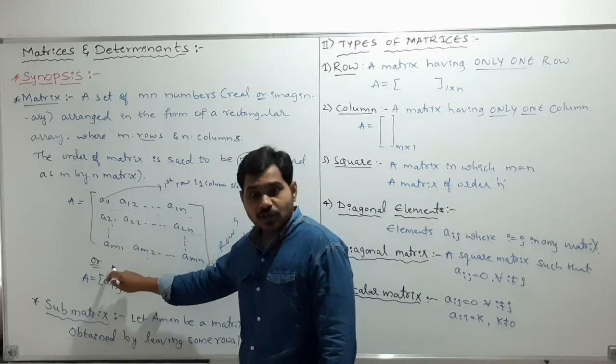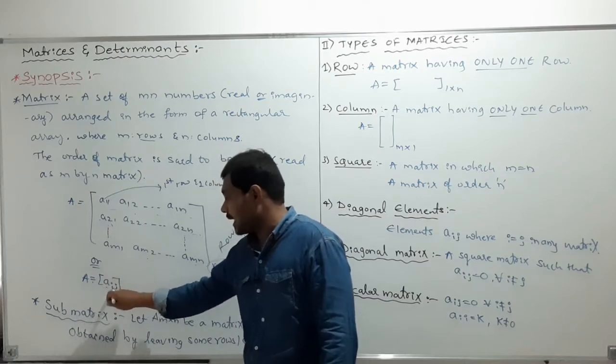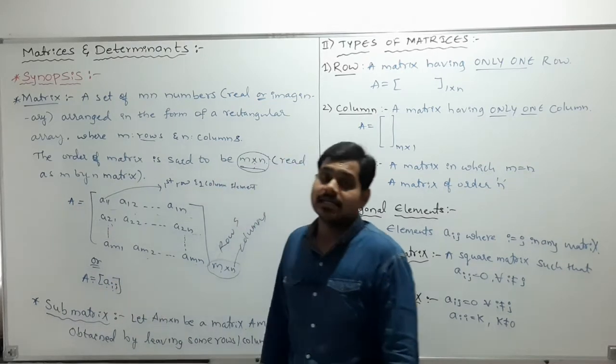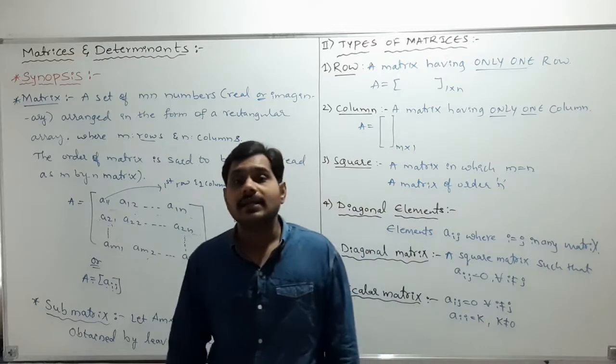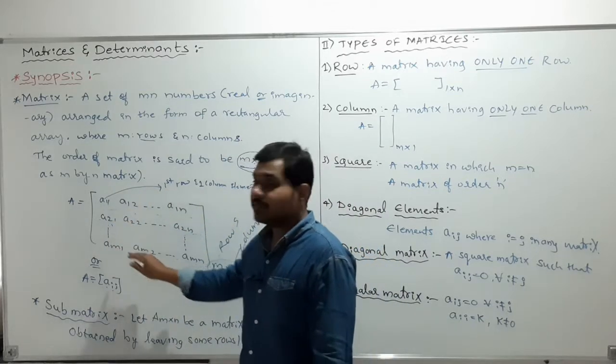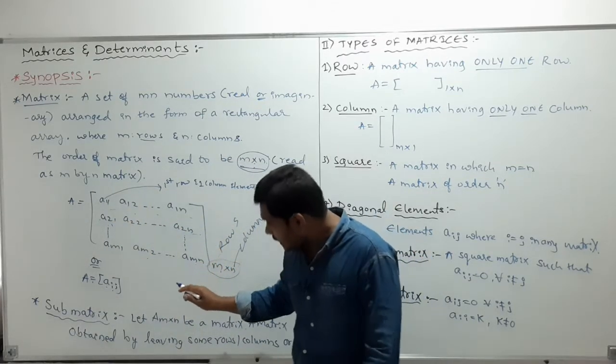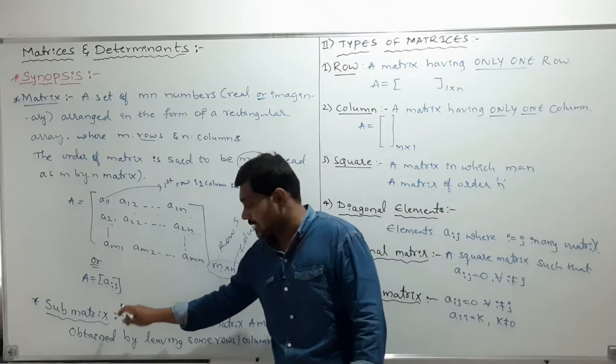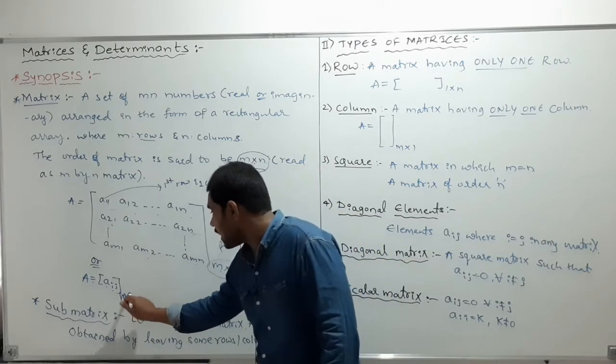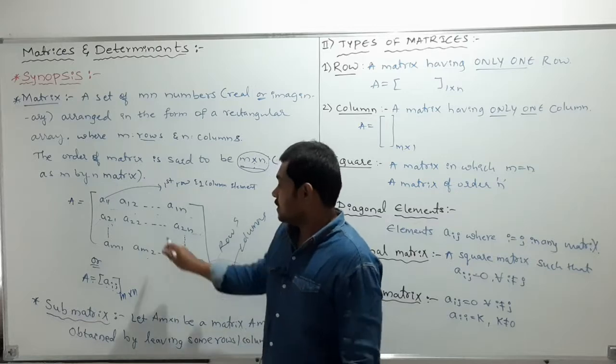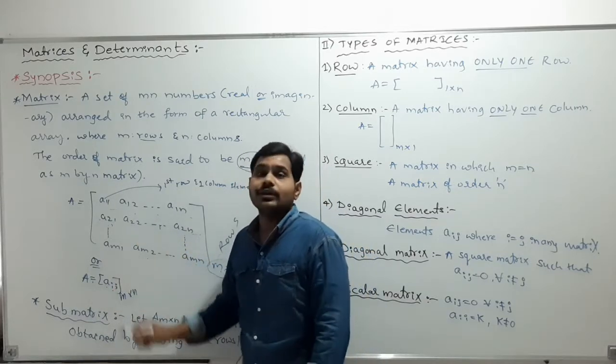Or we can also denote it as A = [aij]. What is aij? It is also a matrix. If we write it out fully, it will be lengthier. So in short, we can write it as aij, and here we will write the order as m cross n. This is the same, just the notation is different.